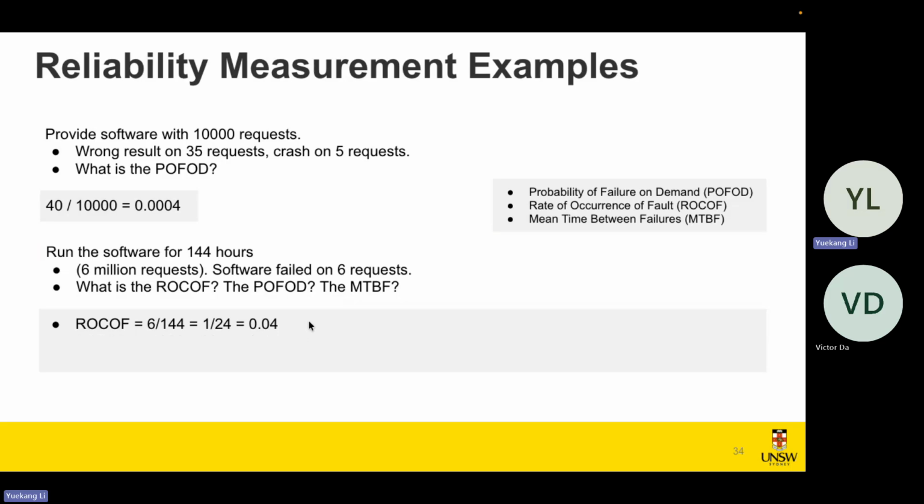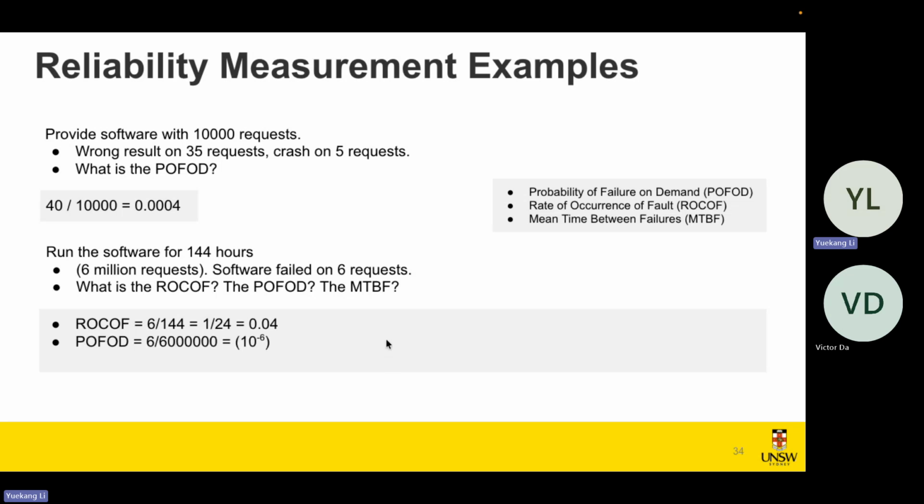And for probability of failure on demand, when we see the keyword demand, we are talking about number of requests, right? So we don't care about the frequency, we don't care about time, we just care about the number of total requests. So we have 6 million requests, and we have 6 failures. So it's 1 over a million, right?